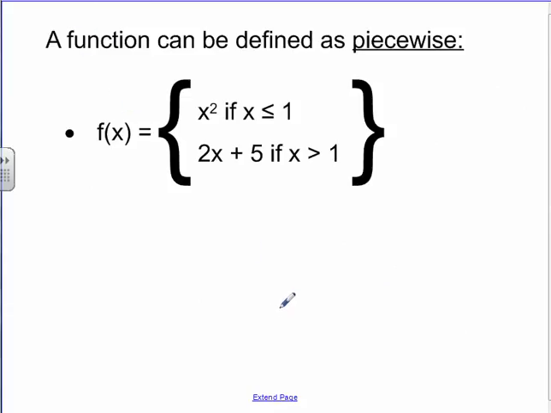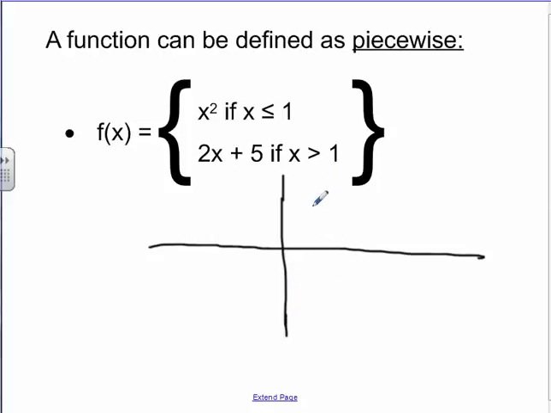So here's a piecewise function. It gets written kind of oddly. It basically is an if statement. Like if x is less than 1, we use this, and if x is greater than 1, we use this. Honestly, it makes a lot of intuitive sense.